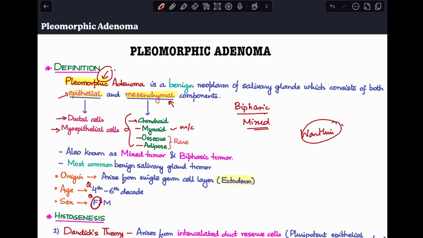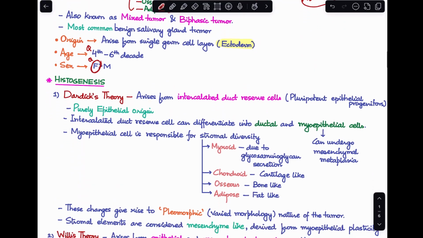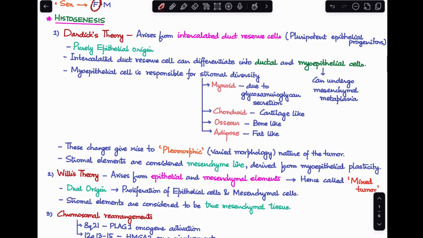Now let's look into the histogenesis behind pleomorphic adenoma. There are certain theories which can explain this. The first theory is Dardick's theory. Dardick's theory states that pleomorphic adenoma arises from intercalated duct reserve cells. These cells are actually pluripotent epithelial progenitors. The basis of this theory is that pleomorphic adenoma has a purely epithelial origin, with no separate origin to explain the mesenchymal components. These intercalated duct reserve cells differentiate into ductal and myoepithelial cells.